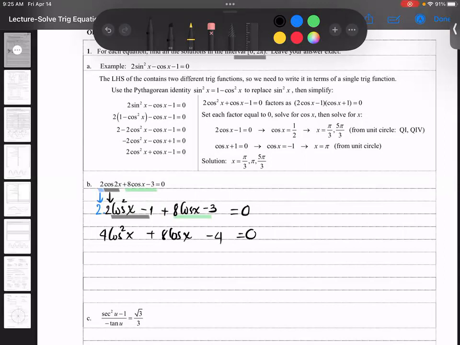If you're good enough, you can factor it straight away. If you're not, then you have to let u equal what? Cosine x. Always the middle variable, not the whole thing, just cosine x. I'm going to do side work here. I'm going to let u equal cosine x. Then my equation is going to be 4u squared plus 8u minus 4 equals 0.